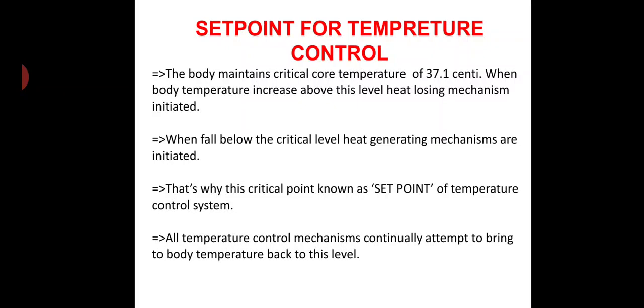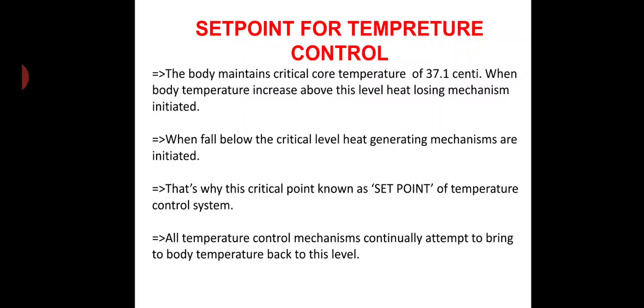Now, there is a term, set point, for temperature control. As we discussed in the last lecture, we are homeothermic animals. So we have to keep our body temperature constant at a particular point, and this particular point is called the set point. In human beings, the set point is 37.1 degrees Celsius. So in any case, our temperature regulating mechanisms will try to reach towards 37.1 degrees Celsius.